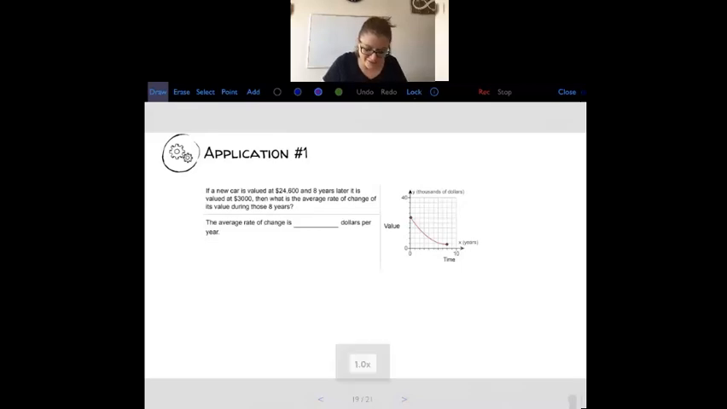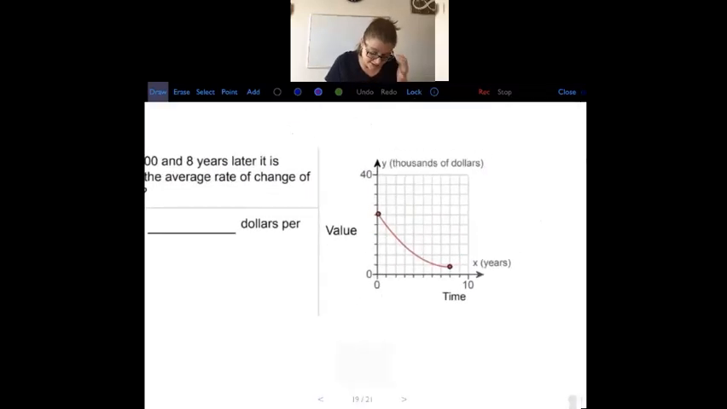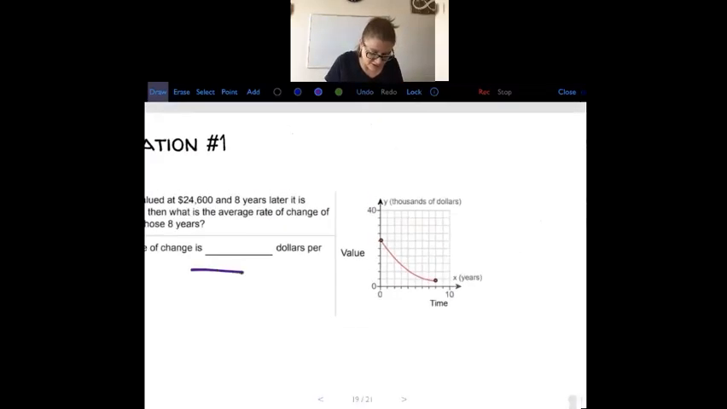Okay, so they've graphed it for us. At 0 years, our car is $24,600. Okay, and the reason why that's at 0 years is just starting. That's the original value. No time has passed. And then cars do depreciate this way. They lose value quickly, and then it kind of evens out. And then after 8 years, the car is valued at $3,000.